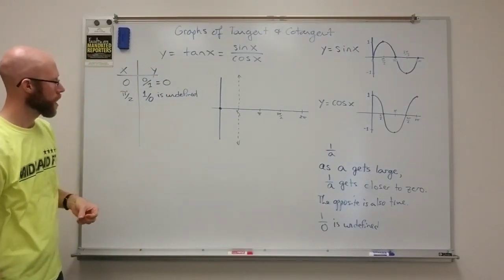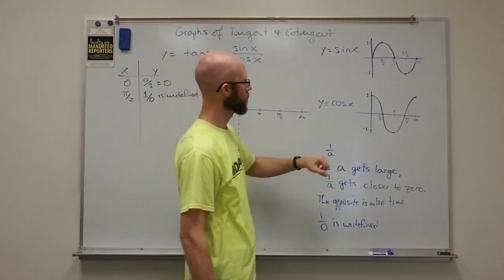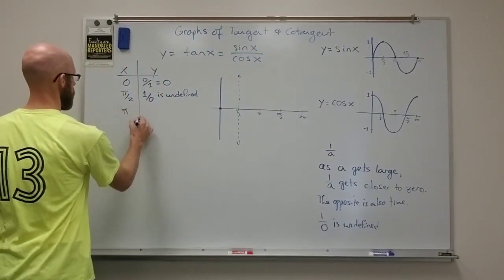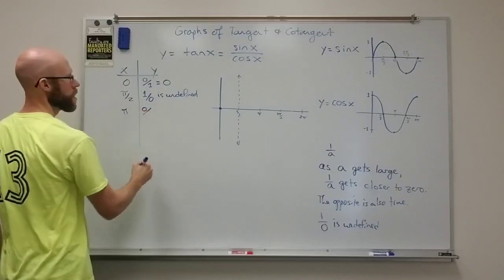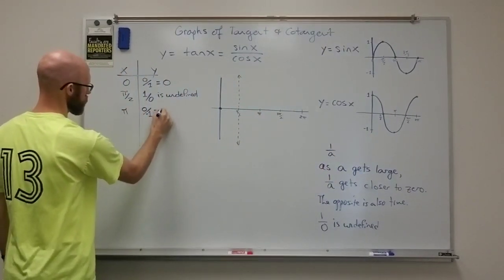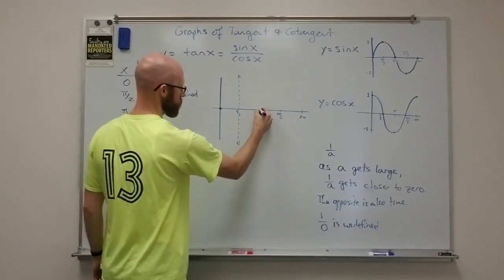Okay, let's look at pi now for a moment. Pi has a sine value of 0 and a cosine value of -1. So 0 over -1, of course, is still 0. So we have another x-intercept at pi.